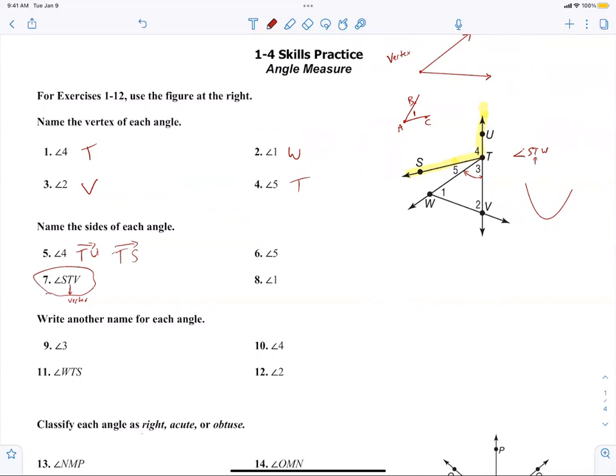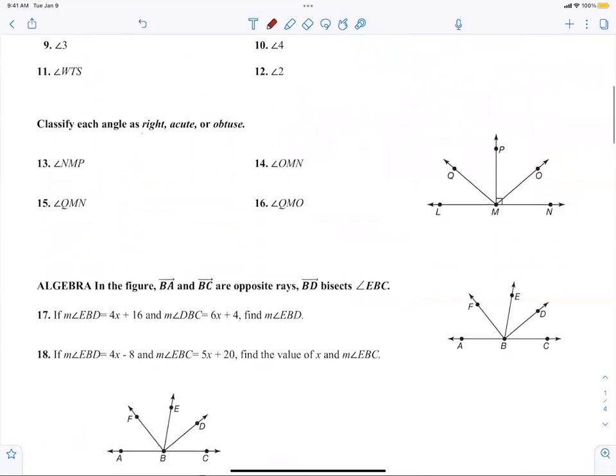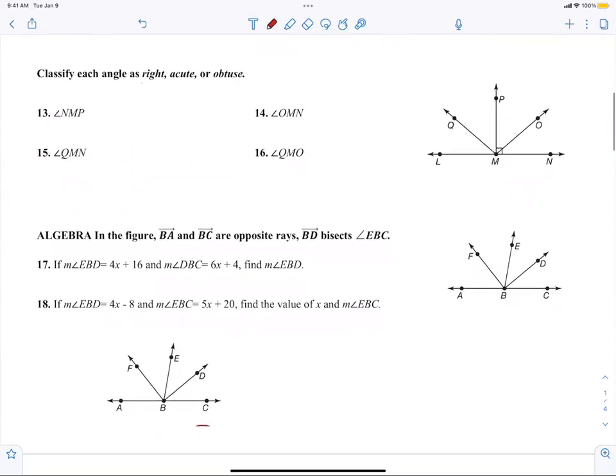TVW or WVT, however you want to write it. Everybody's good with that, right? All right, here we go. Classify E. What does right mean? Acute. Less than 90, obtuse. Now, technically, obtuse is less than what?